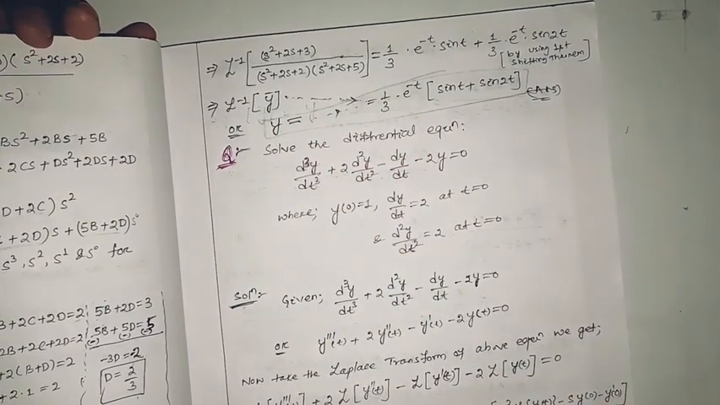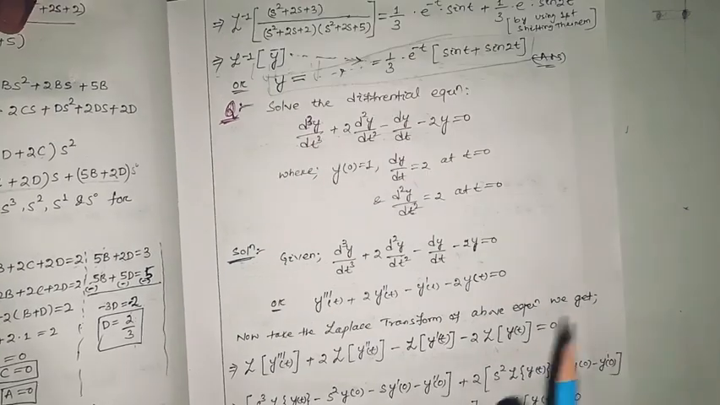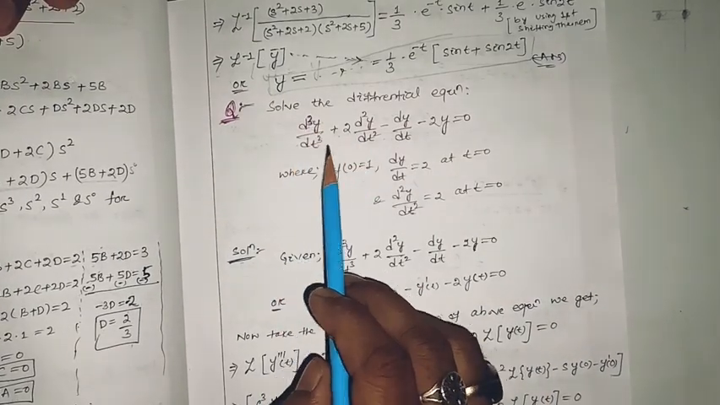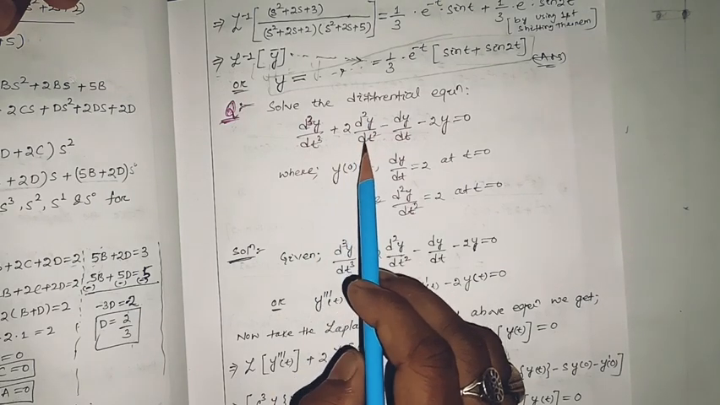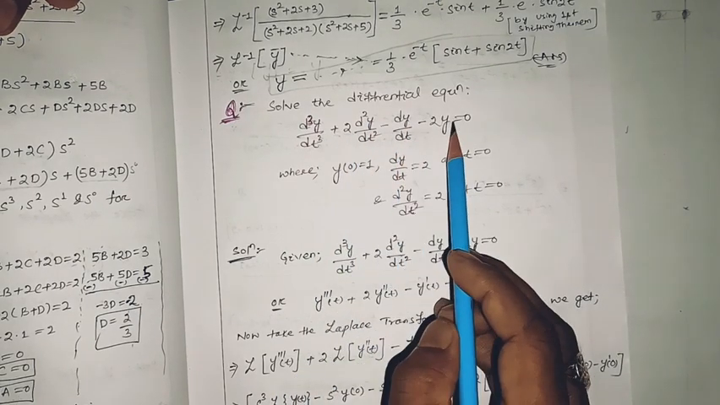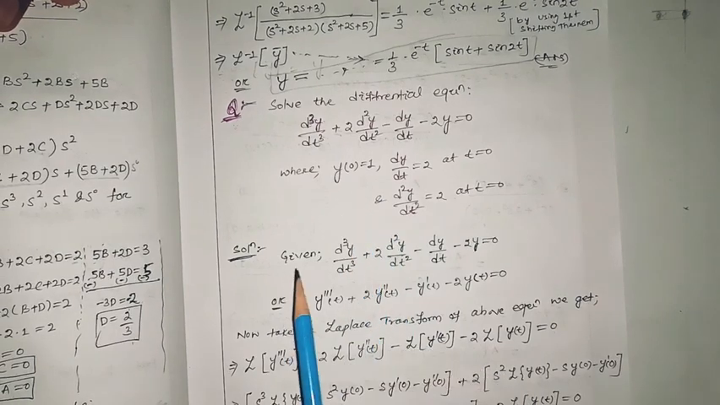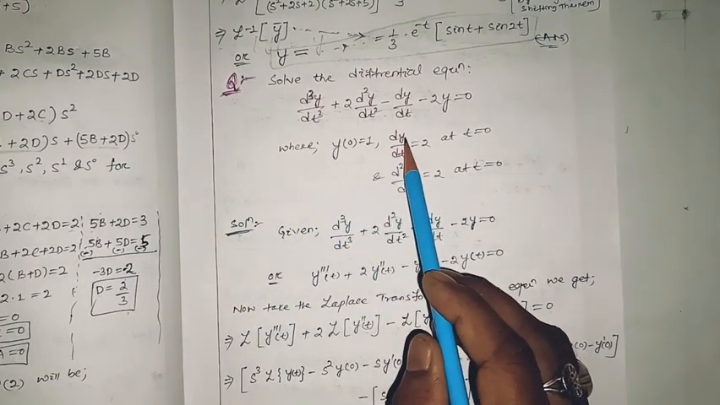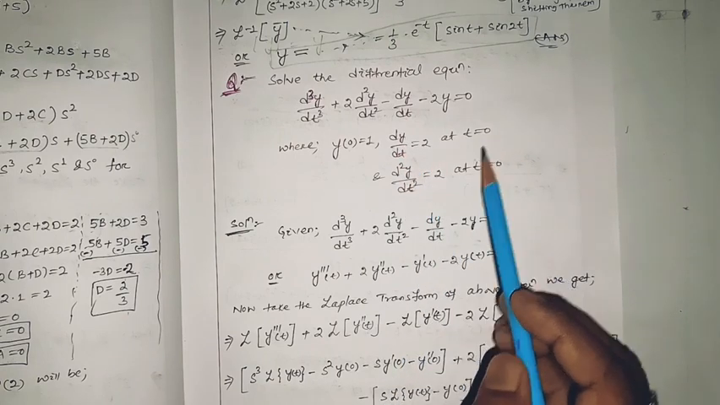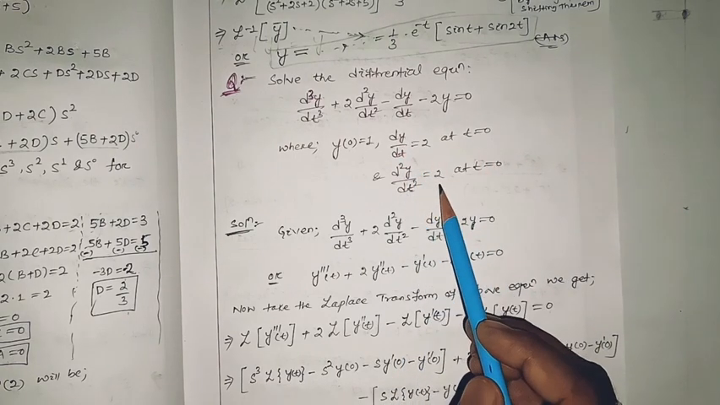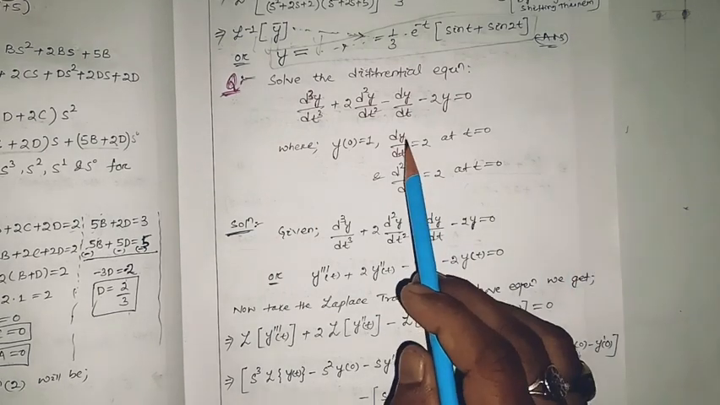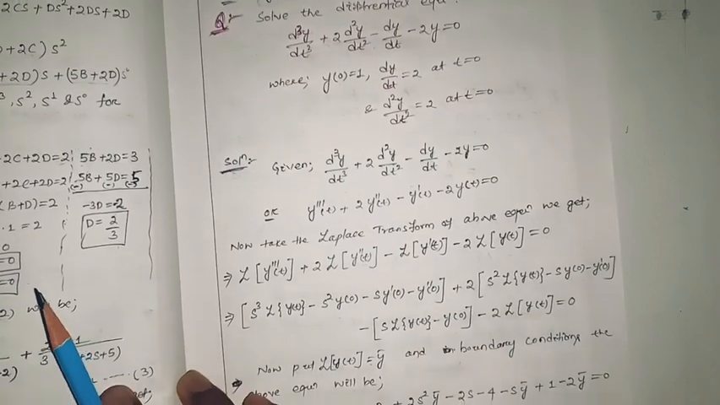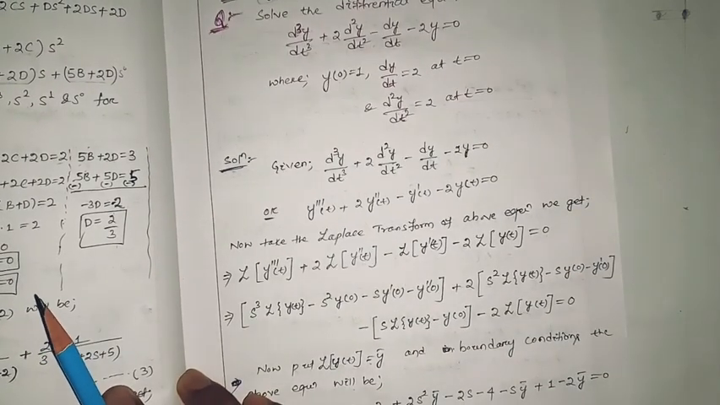Now we are going to go for another question, this is your third order differential equation: d cube y by dt cube plus 2 d square y by dt square minus dy by dt minus 2y equal to 0, and the initial value conditions given are y at t equal to 0 is 1, dy by dt equal to 2 at t equal to 0, d square y by dt square equal to 2 at t equal to 0. These are the initial value or boundary conditions given, and this is the differential equation we have to solve using Laplace transform.